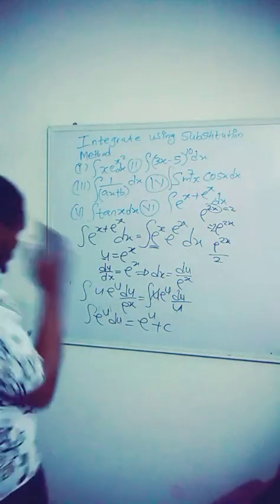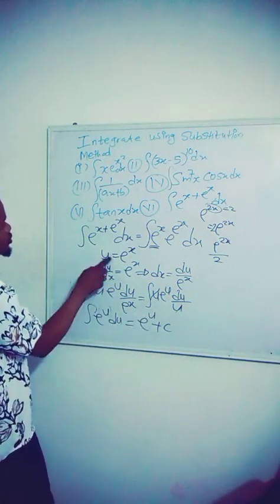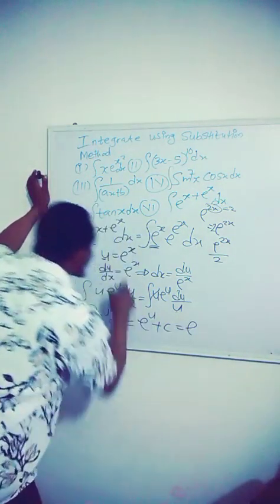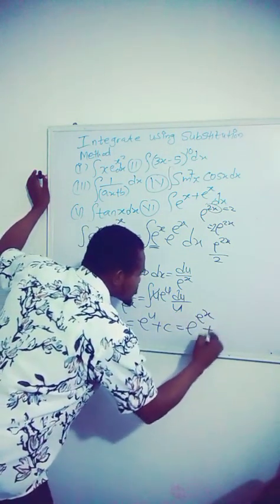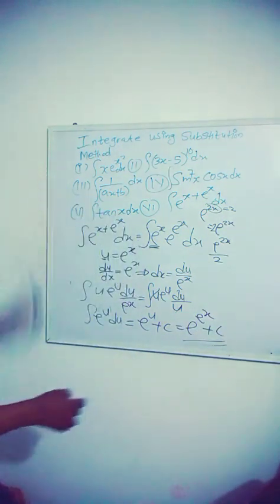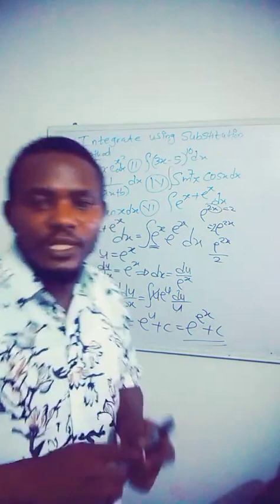So now, we know our u. What is u? u is e raised to power x. So the final answer will be e raised to power u, where u is e raised to power x, plus c. So this is the answer. I hope it's clear.